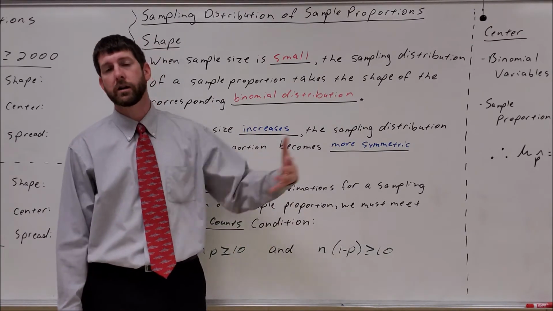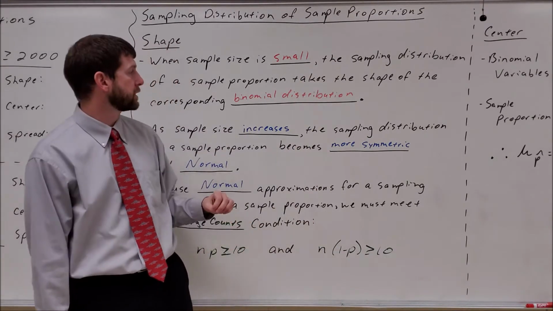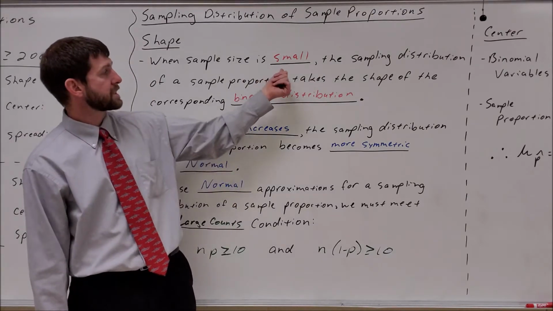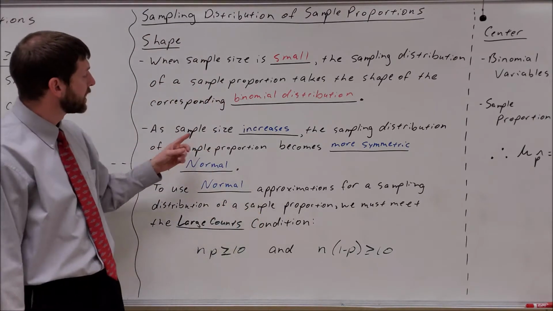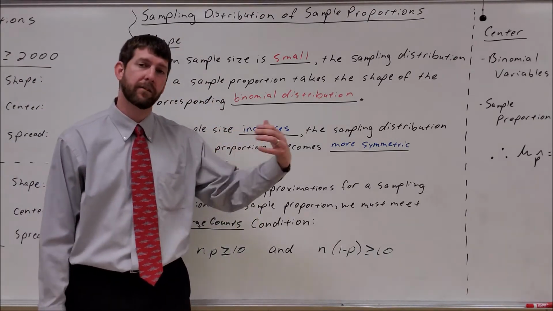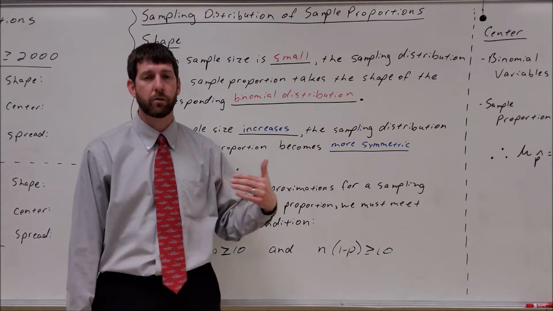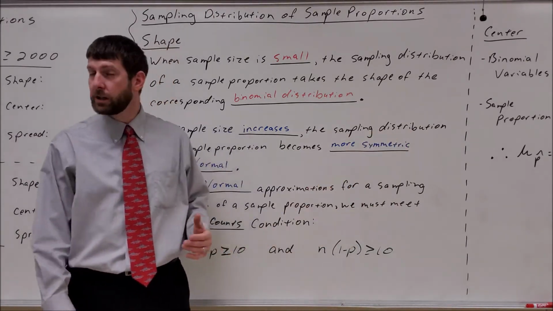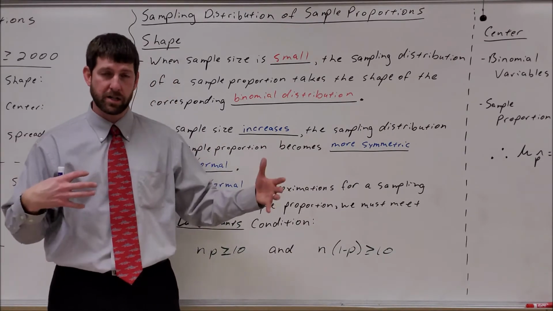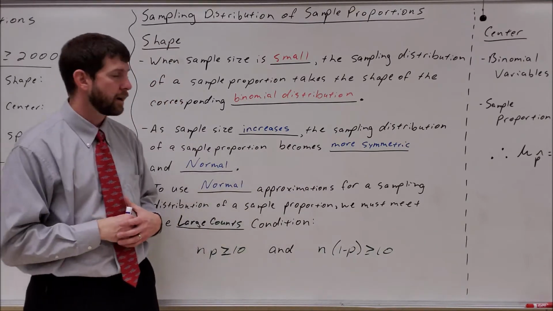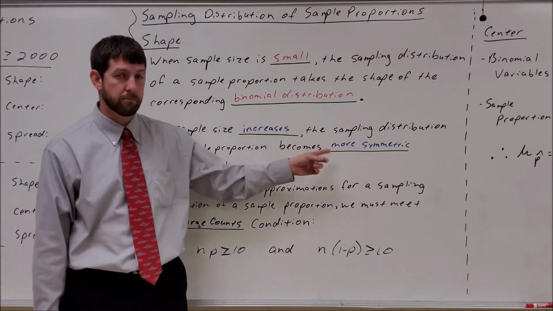How many red-headed people were in our sample, for example? Were there 0, were there 1, were there 2? What were the corresponding probabilities for each of those possible outcomes? When the sample size is small, it's just going to look like the binomial distribution that we worked with before. However, as sample size increases, say I'm not looking at 5 people in my sample and counting the number of redheads, I'm looking at 10 people, or 20 people, or 70 people. The more people I look at in a sample, the sampling distribution, meaning all possible samples of size 20 or 60 or 70, as that sample size increases, the sampling distribution of the sample proportion becomes more symmetric.